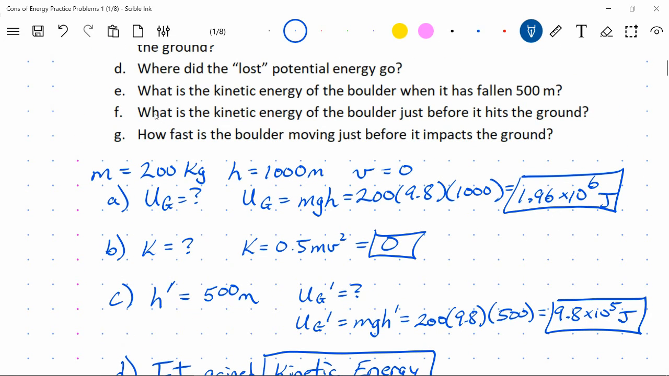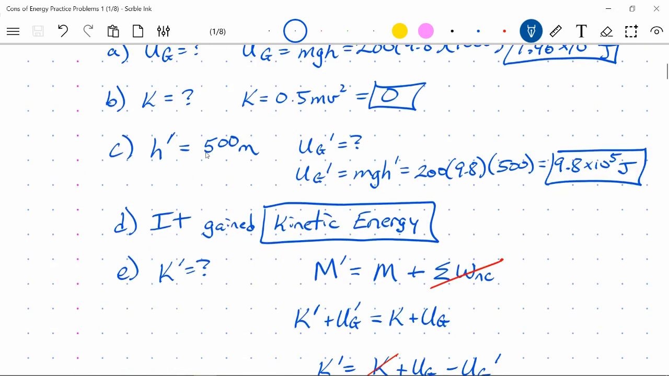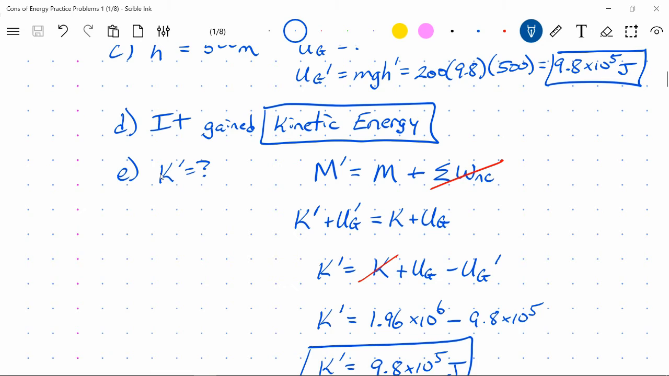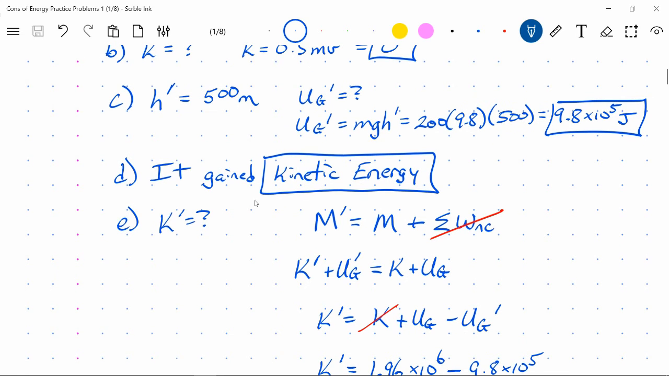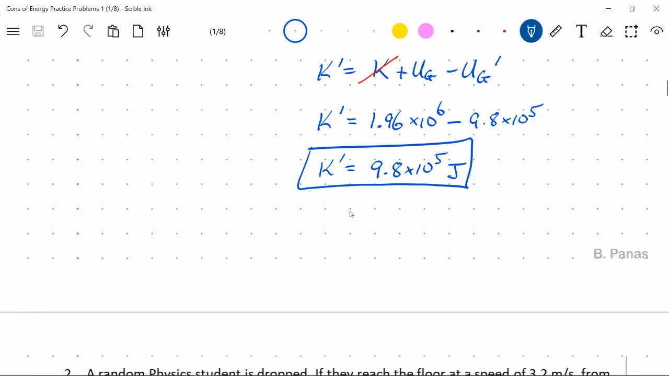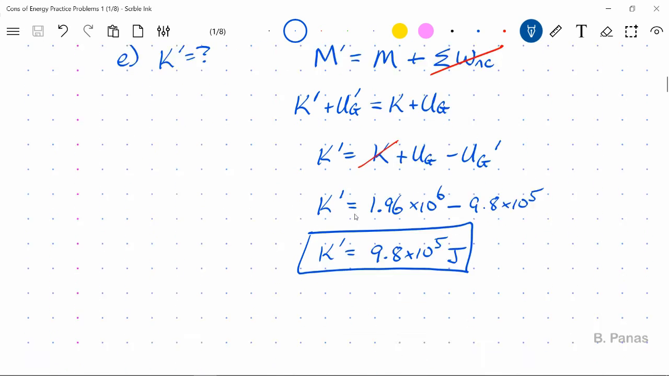Okay, so part F. What is the kinetic energy of the boulder just before it hits the ground? I'm going to repeat my part E work, but this time I'm going to think of the moment just before you hit the ground as a double prime moment. So without a prime, like here, I have the initial point where it was initially at rest 1,000 meters above the ground. Here's when it was 500 meters. I'm going to introduce a double prime as an ending point just before it hit the ground.